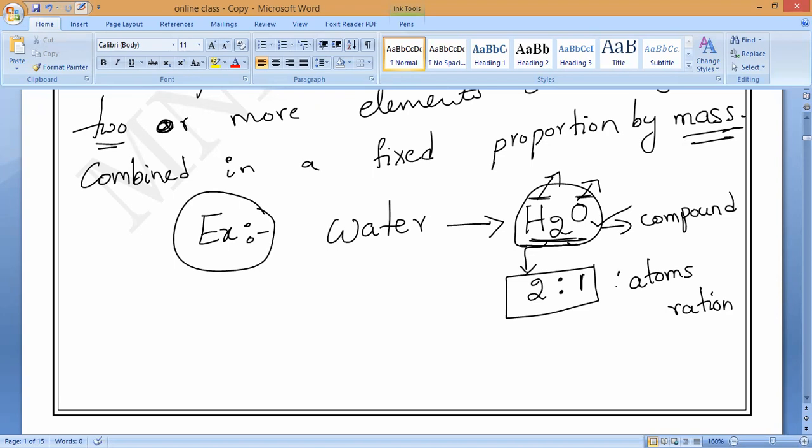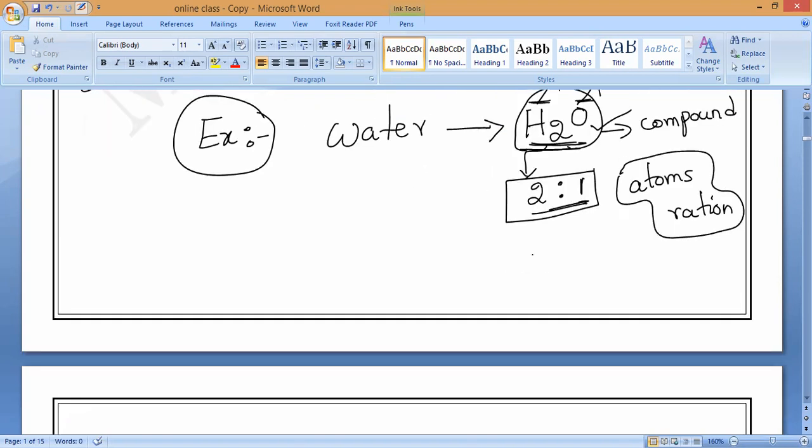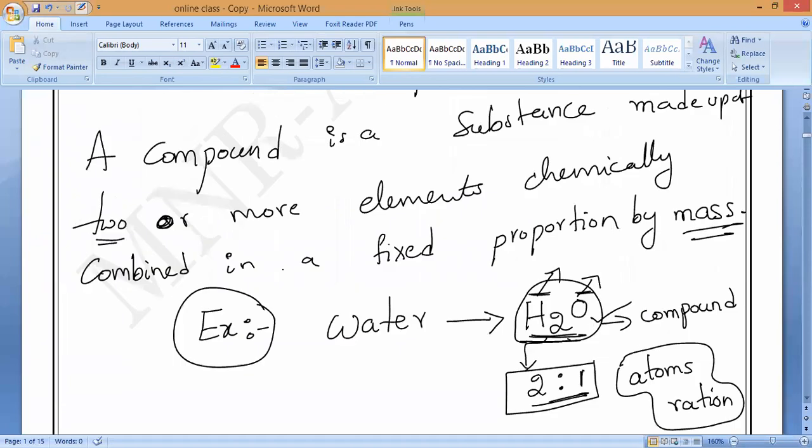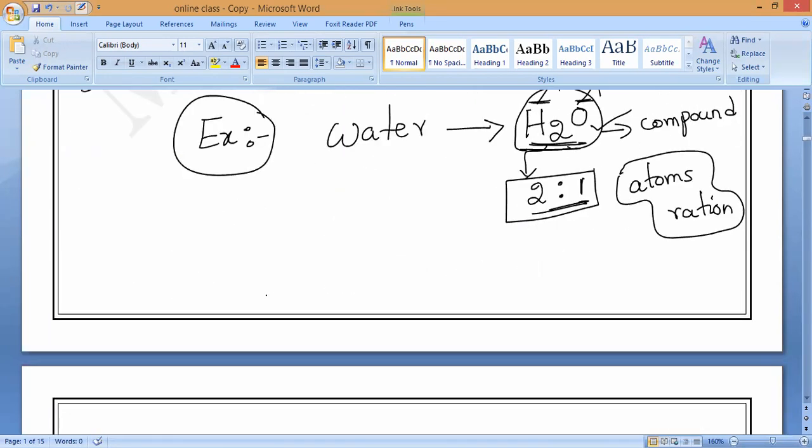What is the atoms ratio? The atoms ratio is 2:1. Now, let us check the mass ratio, because compounds are always combined in a fixed proportion by mass. So let us take the mass ratio of H2O. Observe very carefully. There are 2 hydrogens and 1 oxygen.